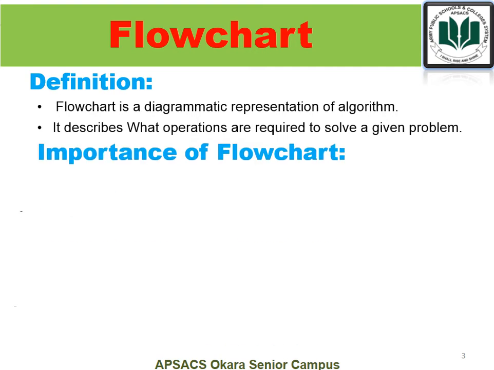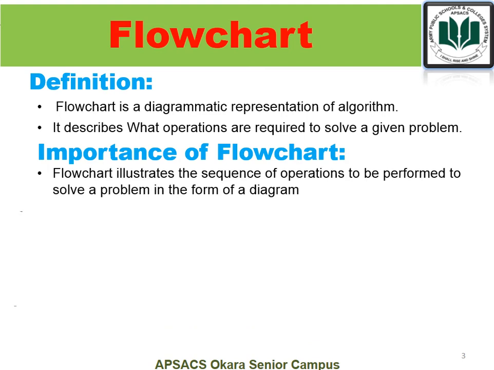So next is the importance of flowchart in solving a problem. What is the importance of a flowchart in solving a problem? Basically, a flowchart illustrates the sequence of operations to perform to solve a problem in the form of a diagram. It means a flowchart describes the solution of a problem in the form of a diagram. It becomes easy to understand the problem and its solution when it is represented in diagrammatic form.